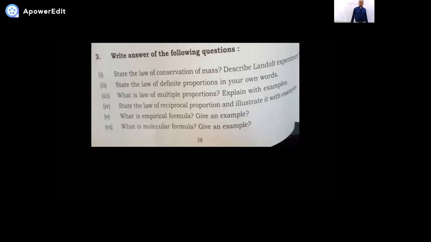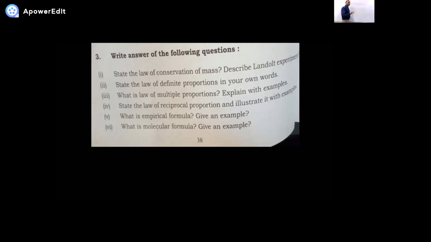Question number 5. What is empirical formula? You know. What is molecular formula? You know. Let's have a very brief revision of empirical and molecular formulas. See, molecular formula means actual formula of a compound, and empirical formula means the simplified, the shortest formula of a compound.